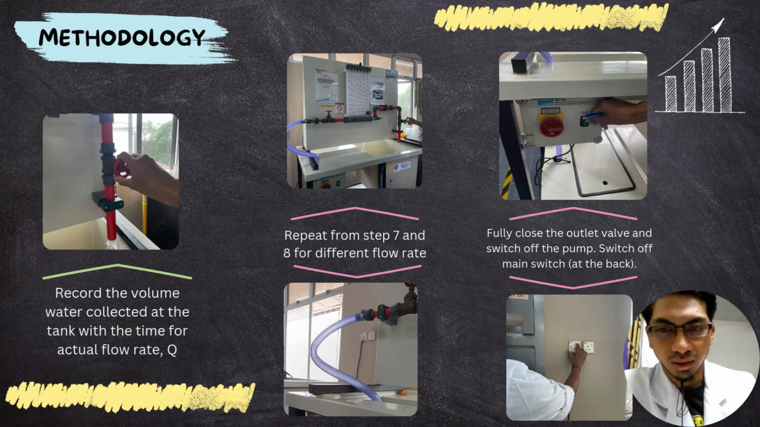After this experiment, we must repeat from step 7 and 8 with different flow rates about 5 times. After we have finished repeating the steps, we must fully close the outlet valve, switch off the pump, and switch off the main switch at the back. Okay, thank you.